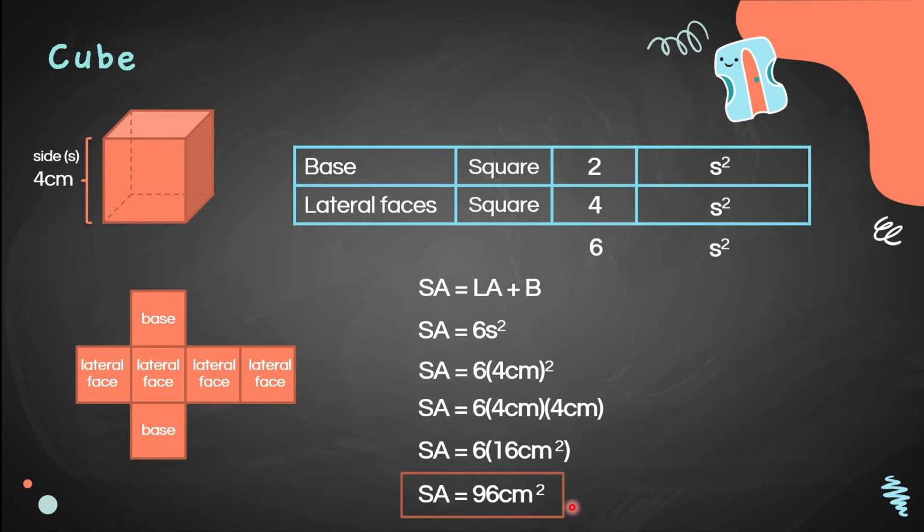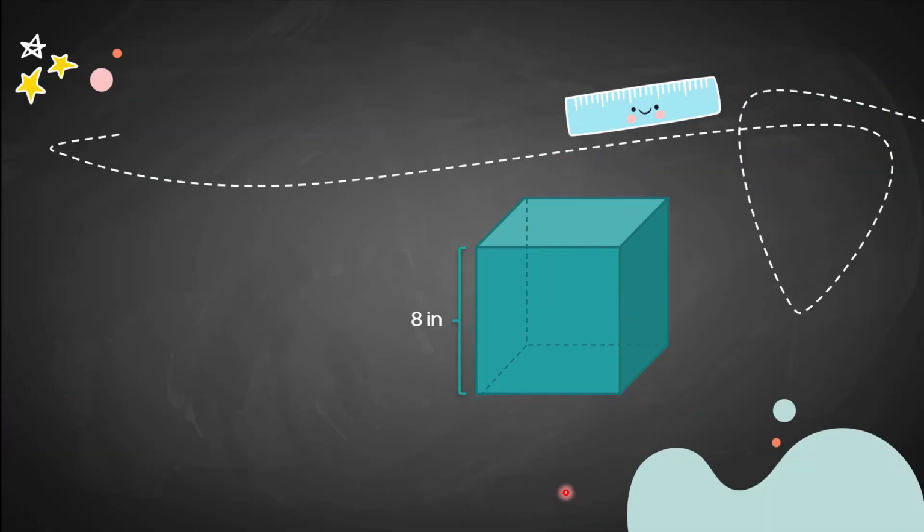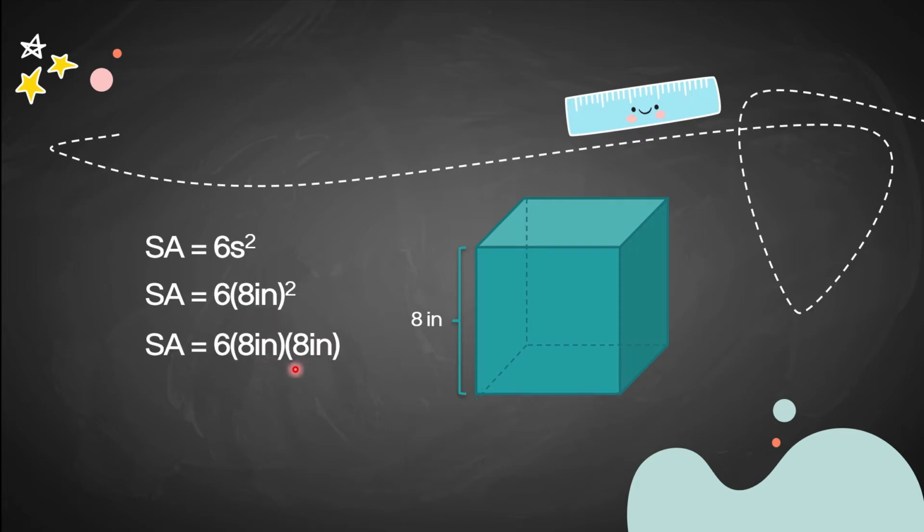Another example, we have a cube that measures 8 inches as its sides. So to find the surface area, we are going to use the formula 6S squared. Substitute the measurement of the side in the formula 6S squared. Let us first multiply 8 inches by itself 2 times. So that would be 64 square inches. And then times 6, we have 384 square inches.